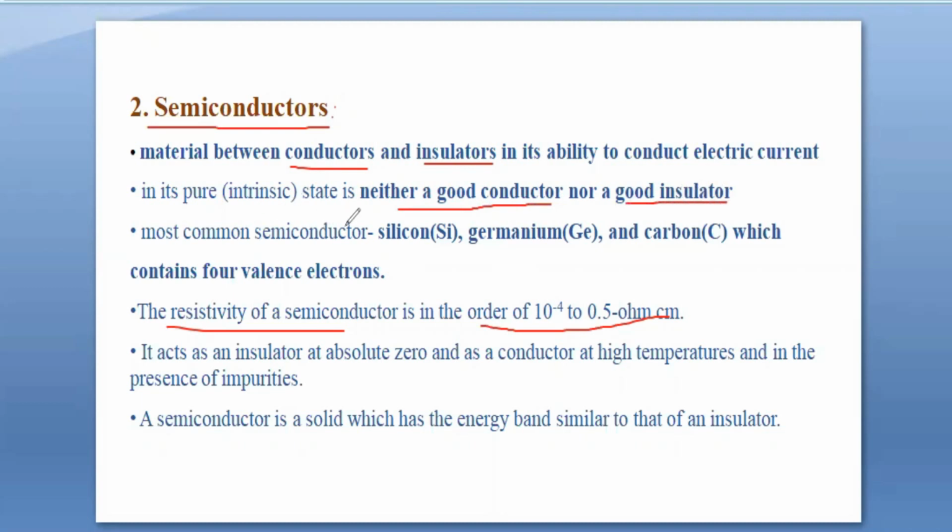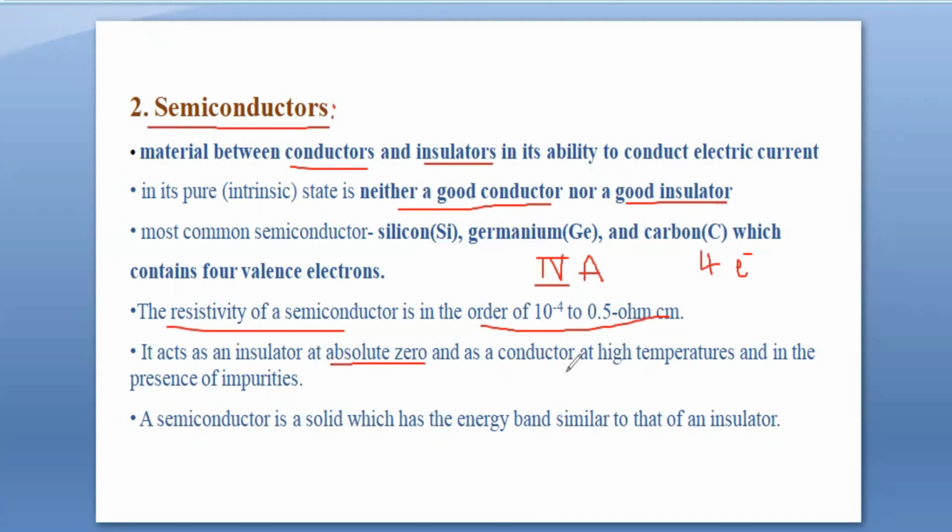The examples for these semiconductors are the 4A group elements in our periodic table, like carbon, silicon, germanium. These contain 4 valence electrons, 4 electrons in their outermost shell. These semiconductors act like pure insulators at 0 Kelvin temperature, that is at absolute zero. They act like an insulator.